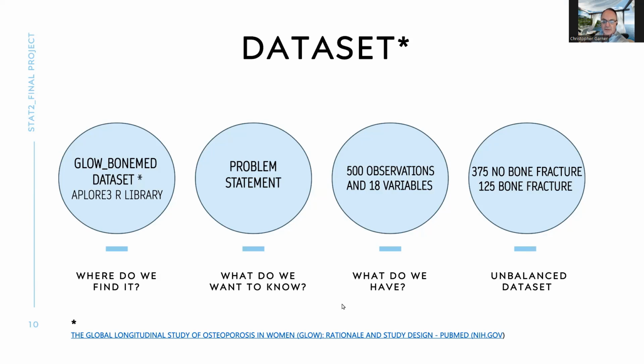Our problem statement, what do we want to know? In women 55 years of age or older that have osteoporosis, in a retrospective and observational study, what factors are significant in subject fractures during the 5-year study? Now, what do we have? We have 500 observations and 18 different variables. We have an unbalanced data set, which is 375 no bone fractures and 125 bone fractures.